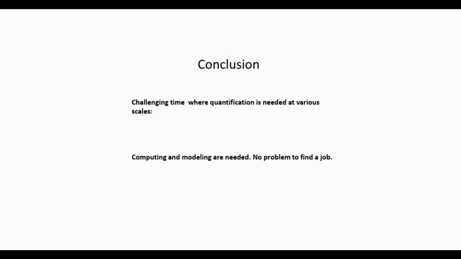So to conclude, I would say that we are in a challenging time where quantification and the possibility to calculate something is really needed at various scales. For example, in biology, from the molecular scale, going to the cellular, and then to the population level. So being able to compute and compute correctly, which also implies doing modeling, is really needed in various directions, in various fields of science.